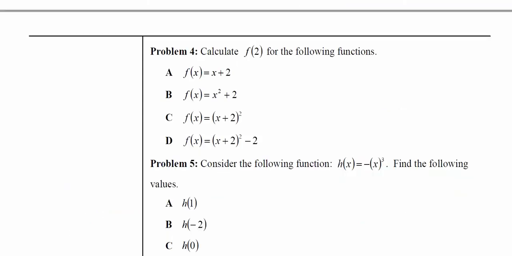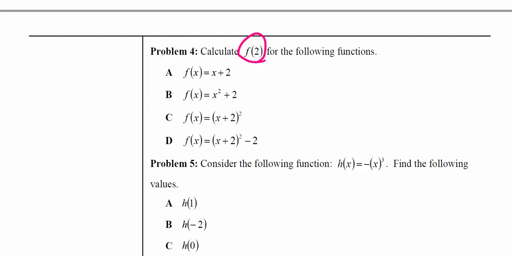Let's look at problem 4. So for problem 4, we're given 4 different functions, a, b, c, and d. And for each of them, we want to find out what f of 2 would be. So in other words, what we're asking you for these problems is if you use an input of 2 into each of these vending machines, what would the output be?